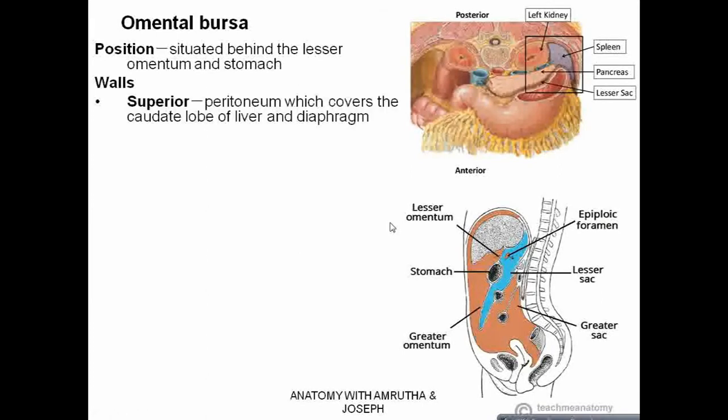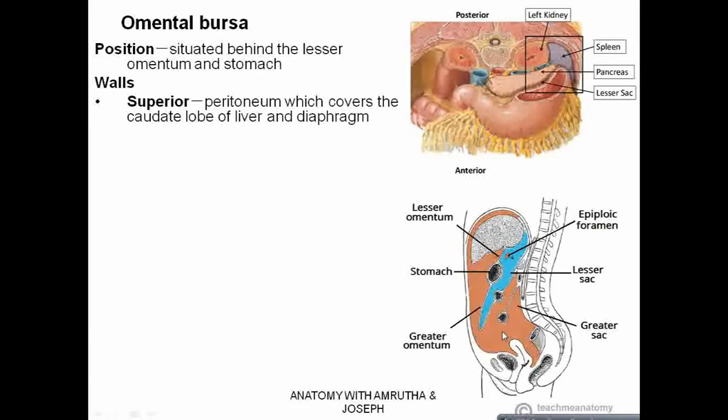What are the walls of lesser sac? Lesser sac. The terms should be careful. This is lesser omentum. This is lesser sac. Now what we can see here is this part is called the greater omentum here, and this part is called greater sac. So both are actually, the greater sac and the lesser sac, both are peritoneal cavities, but the location is different. That's it. This is large.